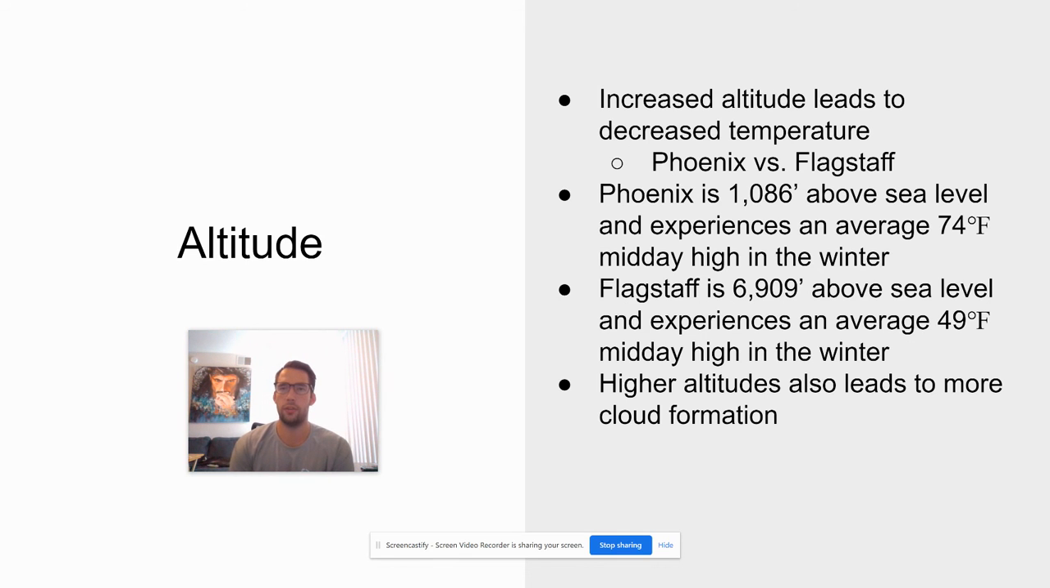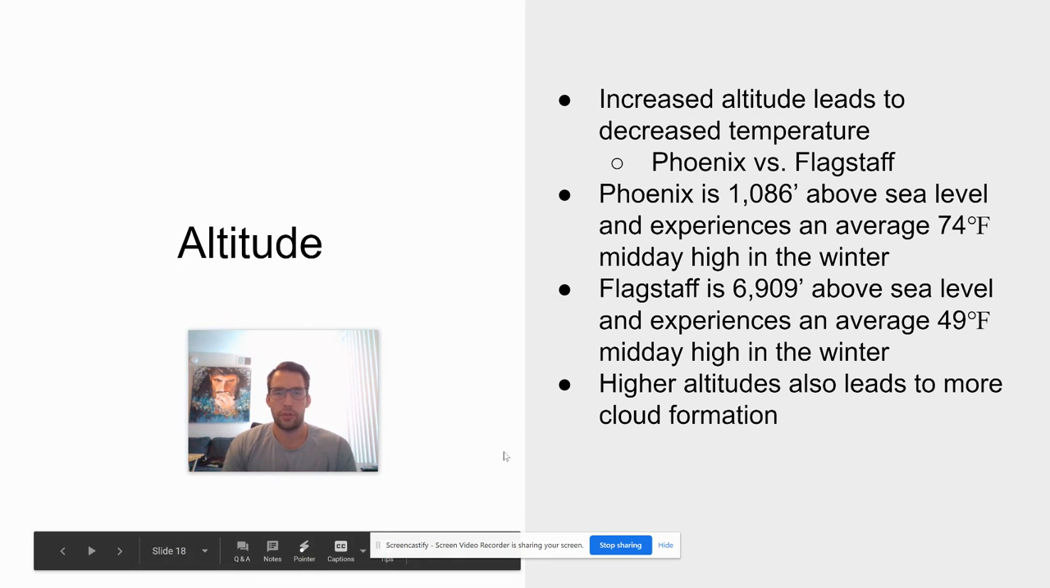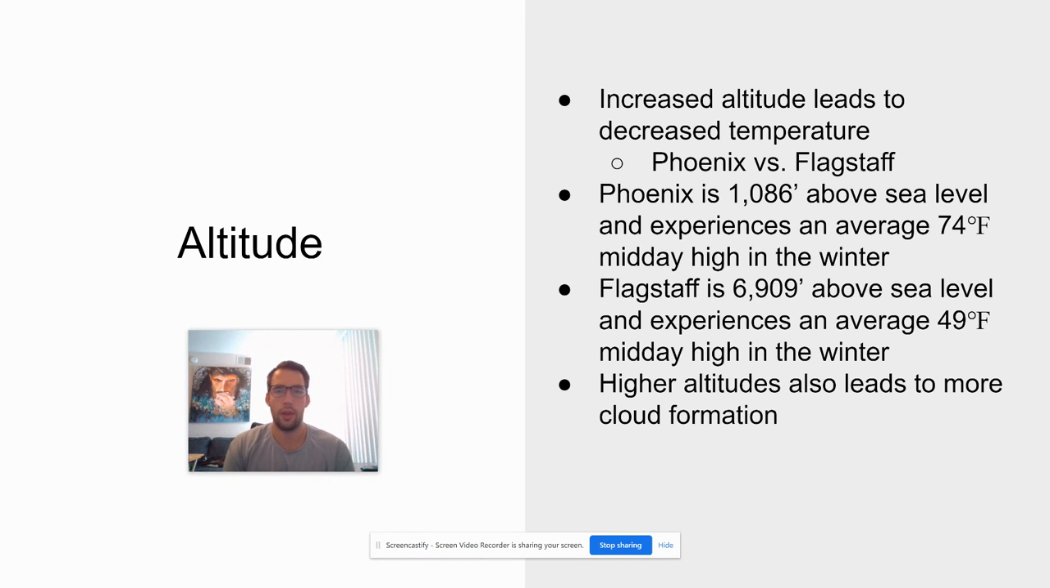Altitude is also going to affect it. So think of Phoenix versus Flagstaff. Phoenix is only 1,086 feet above sea level and experiences an average midday high temperature of 74 degrees Fahrenheit in the winter, while Flagstaff is near 7,000 feet above sea level and experiences an average of 49 degrees during the winter as well. So the higher the altitude, the lower the temperature, and it's also going to create more cloud formation. So Flagstaff, because of its altitude, is going to experience more storms, more rain, more precipitation.